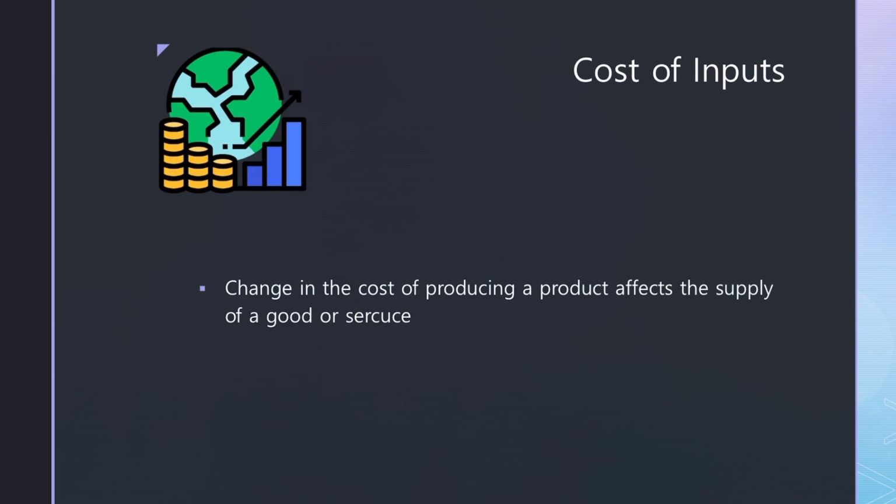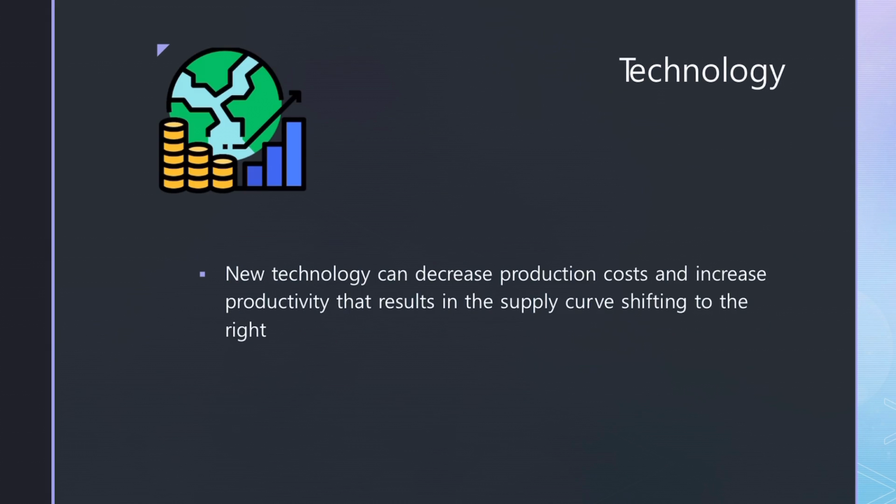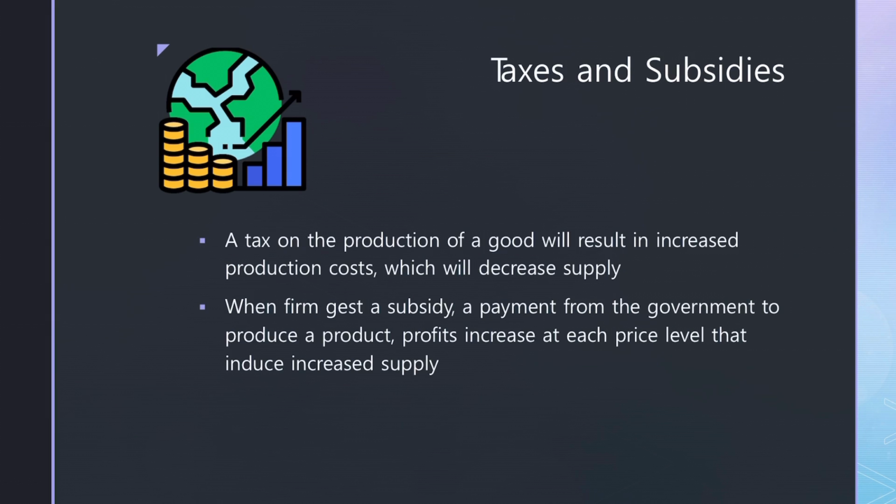What is cost of inputs? It's the change in the cost of producing a product that affects the supply of a good or service. And other goods prices refer to how profit maximizing firms will choose to produce what gives them the most profit. And the prices of these alternative products affect the supply of both. And new technology can decrease production costs and increase productivity, which results in the supply curve shifting to the right, which means an increase in supply.